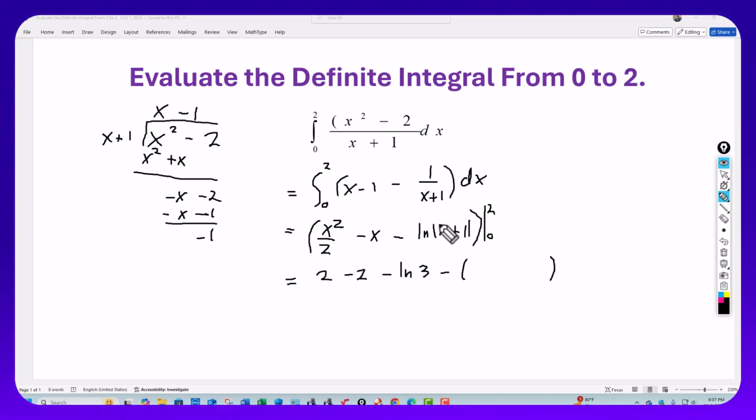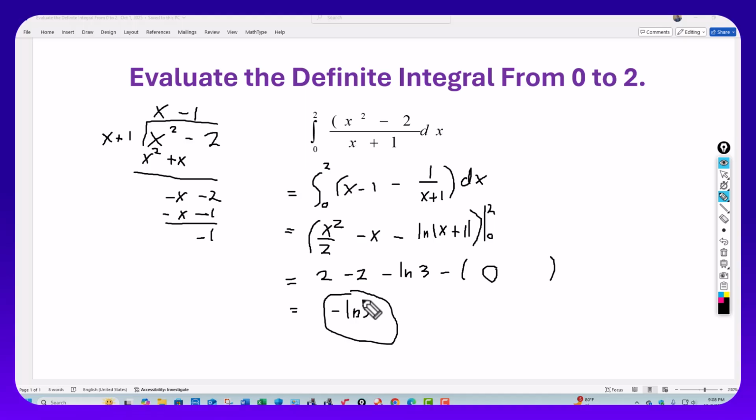And then it's minus the value of this expression at 0. I'll put a 0 here. 0 squared is 0 over 2 is 0. Minus 0, that's still 0 here. And then put a 0 here where I have the x here, that's a 1. And the natural log of 1 is 0. So all of this is 0. This would just be 0 here. And then 2 minus 2, of course, is 0. So that leaves me then with minus the natural log of 3.